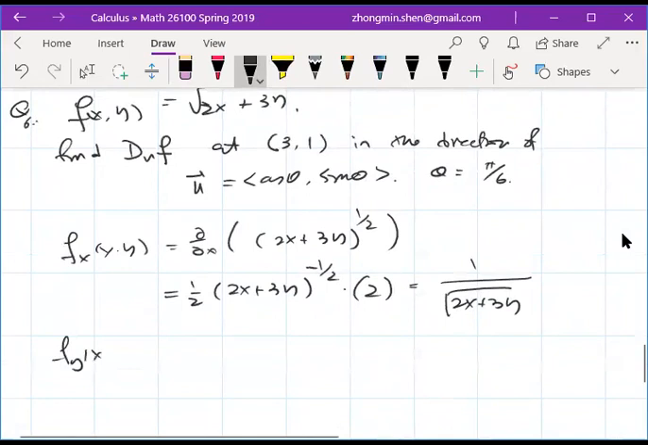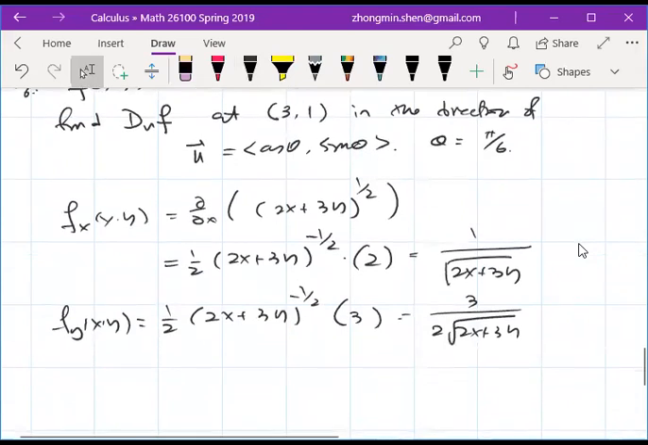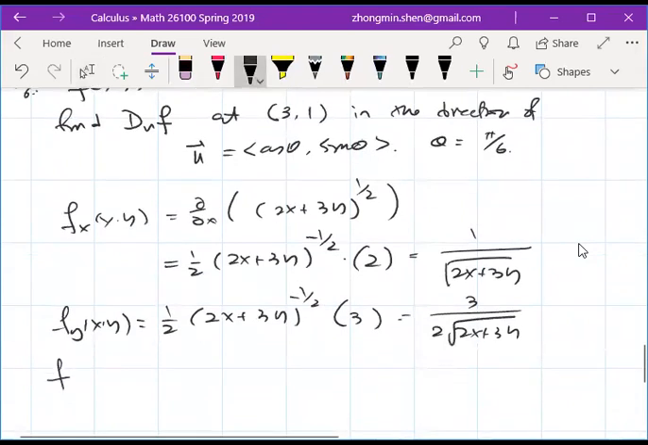Then the partial derivative with respect to y. By a similar argument, this time I get 3 instead of 2, because when I differentiate 3y with respect to y, I get 3. I'm not able to simplify the constant. Then we have to evaluate the partial derivatives at the point (3, 1).